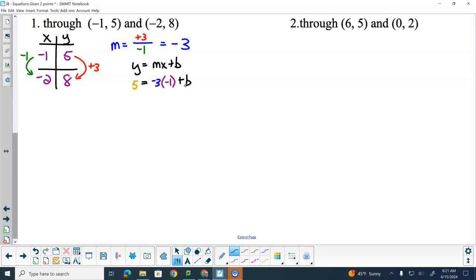Lisa, -3 times -1. It is 3. So then we've got 5 equals 3 plus b. How would I solve that for b? Subtract 3 from both sides. Yep. 2 equals b. Love it. Bring it back to y equals mx plus b. Do we have an m? Do we have a b? Give it 2.